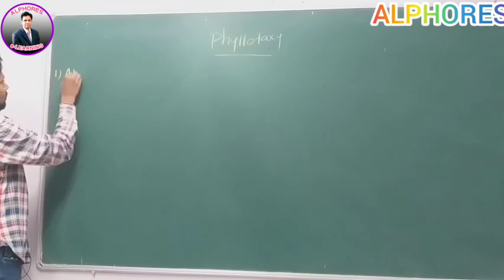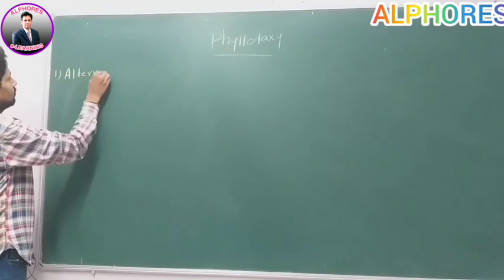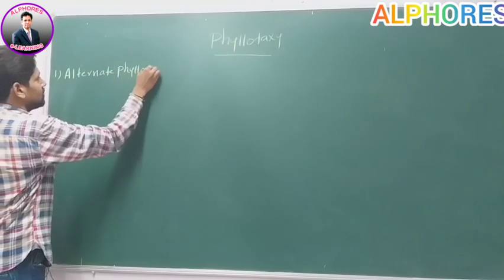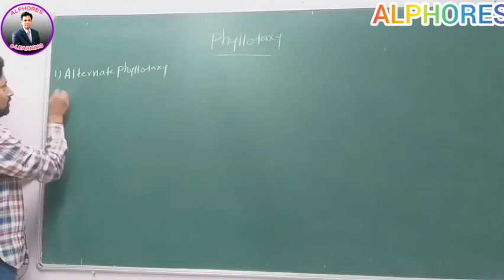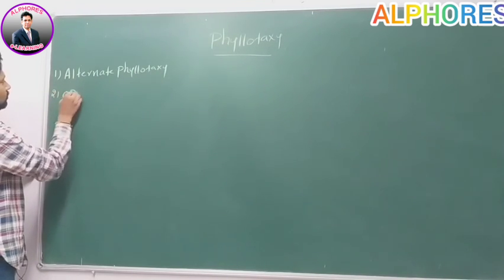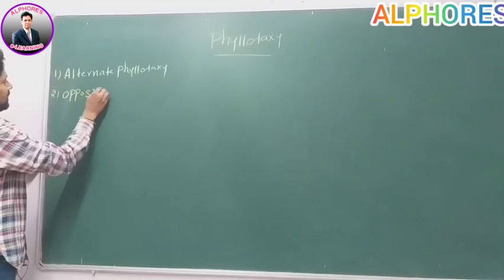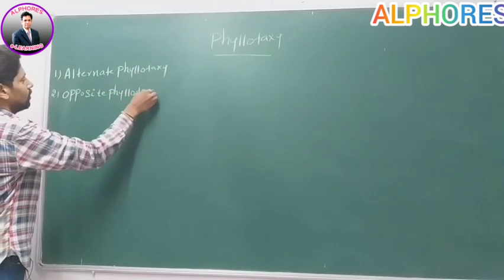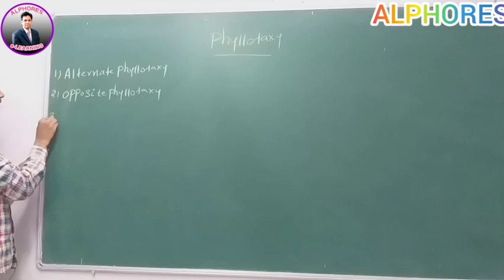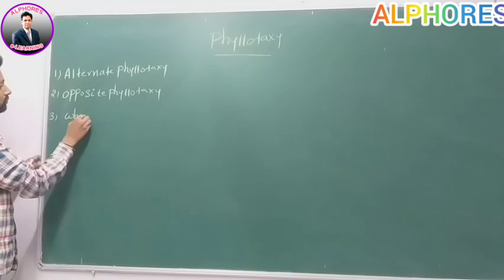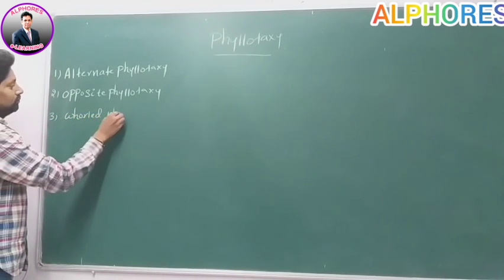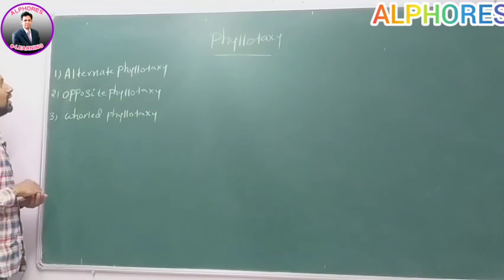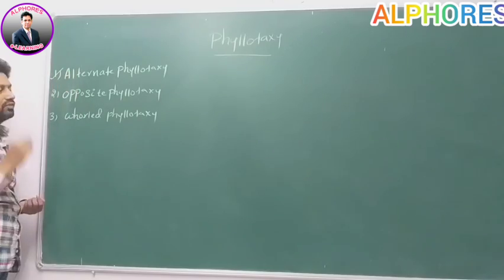The first type is alternate phyllotaxy. The second one is opposite phyllotaxy. And the third one is whorled phyllotaxy. We already completed alternate phyllotaxy.